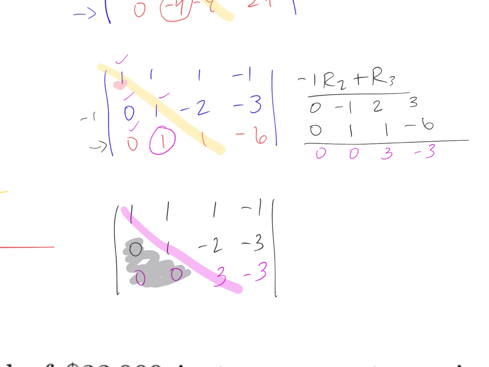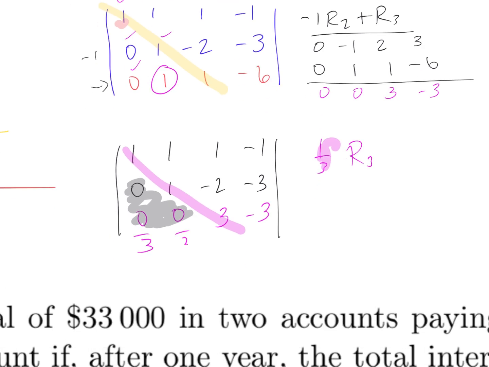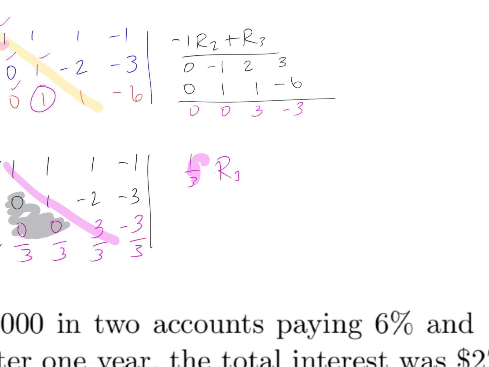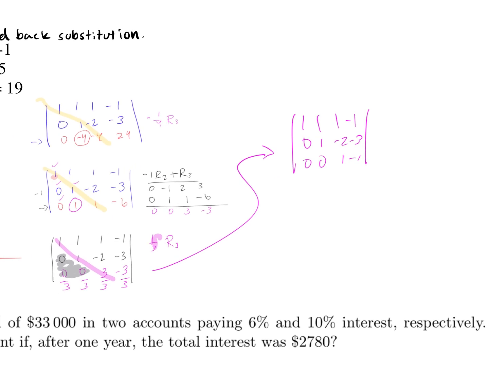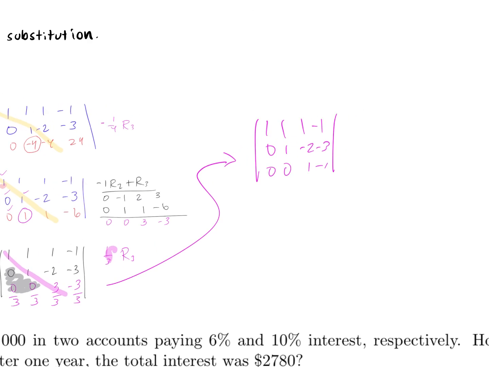What do you notice we could do with that last row? We could divide row 3. We could say row 3 times 1/3 or divided by 3. Because what's that going to do? Divide by 3, divide by 3, divide by 3, divide by 3. What does that leave me with? I'm left with 1, 1, 1, negative 1. 0, 1, negative 2, negative 3. And then when I divide, I have 0, 0, 1, what? Negative 1. So we've done all of that work to now be able to write a system of equations.